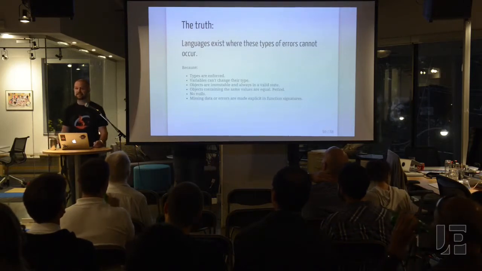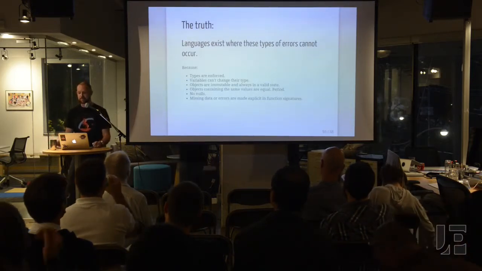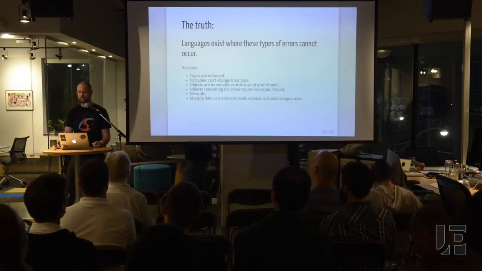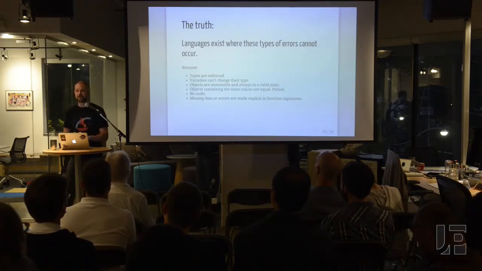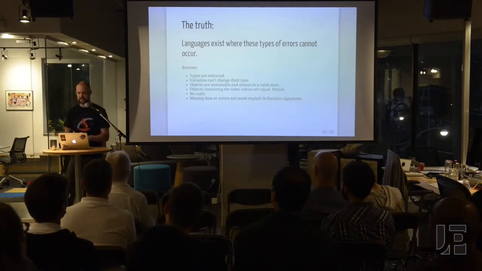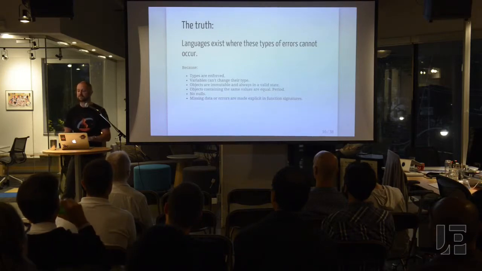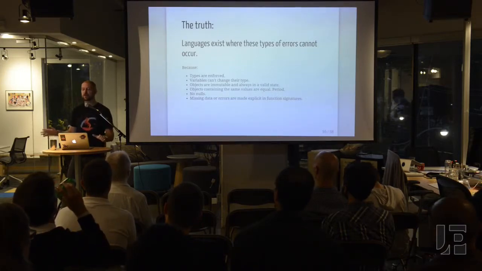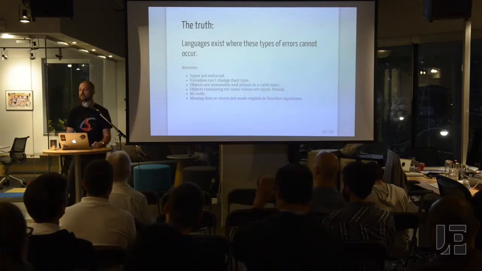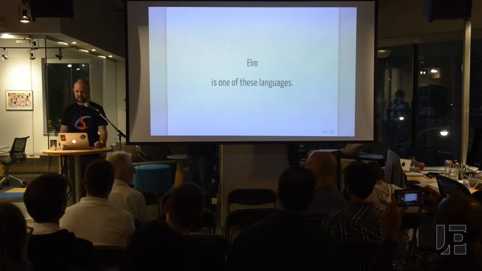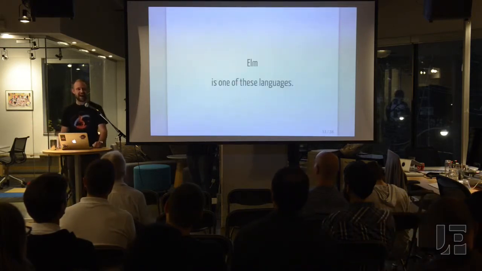The other truth is that languages exist where these types of errors cannot occur. And that's because types are enforced. Variables cannot change their type. Objects are immutable. They're always in a valid state. Objects containing the same values are equal, period. There are no nulls. Missing data and errors are made explicit in function signatures. Erlang. I don't know about Erlang. In any case, Elm is definitely one of those languages.